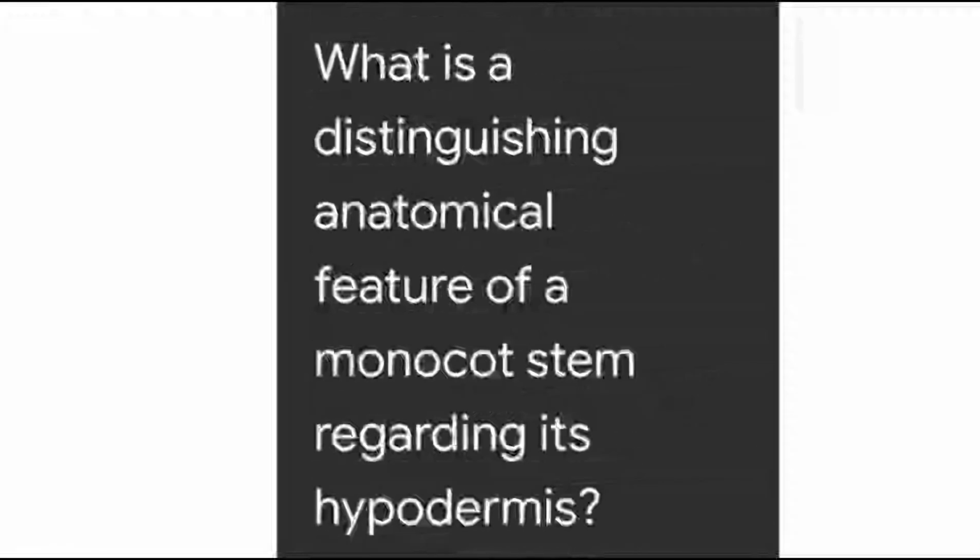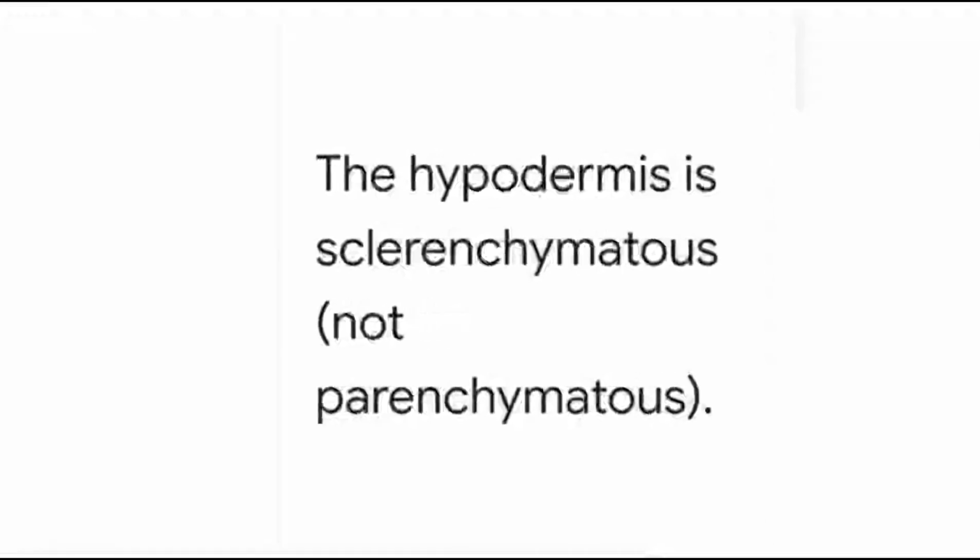Now, what is the distinguishing anatomical feature of monocot stem regarding its hypodermis? The hypodermis is sclerenchymatous, not parenchymatous. So this is the distinguishing anatomical feature of the monocot stem regarding the hypodermis: it is sclerenchymatous, not parenchymatous.